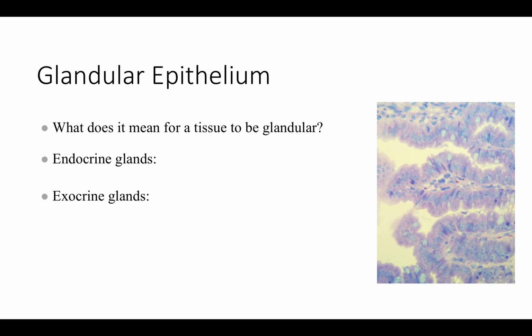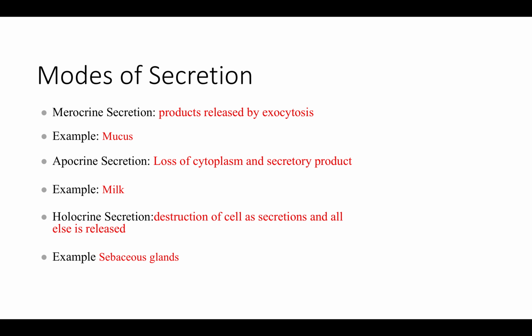Then we talked about glands. Remember, glands are going to produce secretions, and there are two types of glands. You have endocrine glands, which secrete those substances internally, and then exocrine glands, which are going to secrete substances outside of our body. You need to be familiar with the modes of secretion.